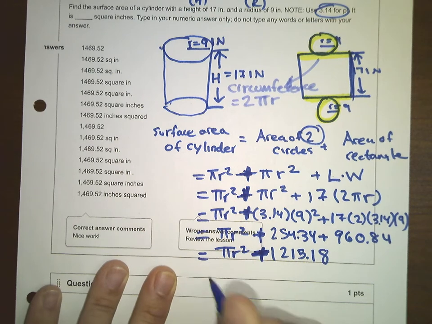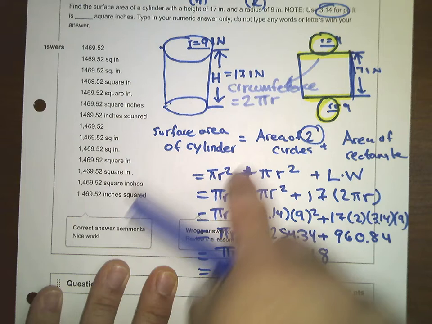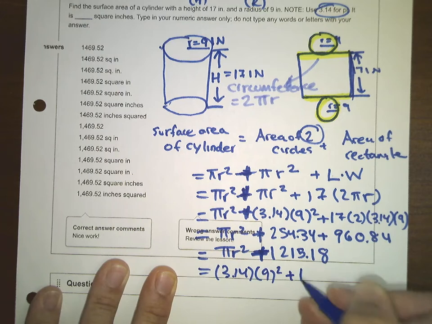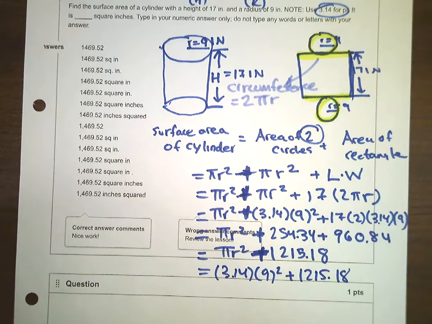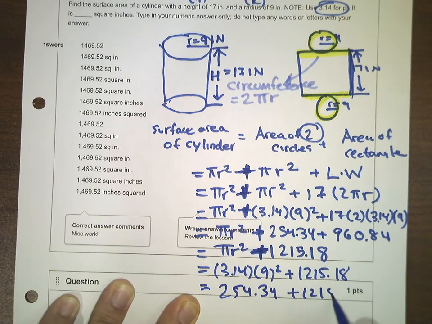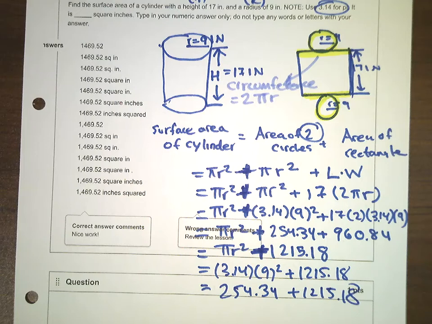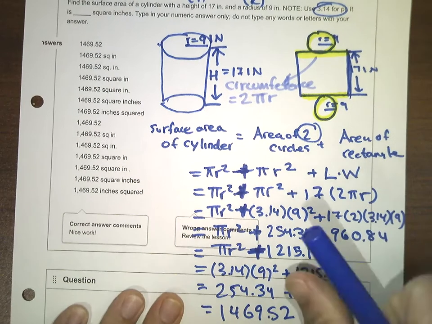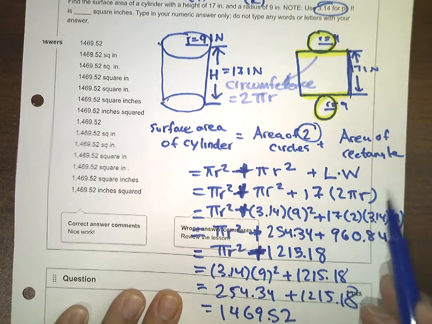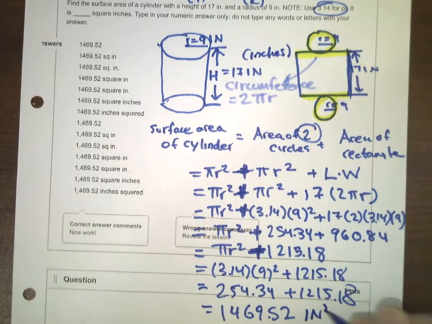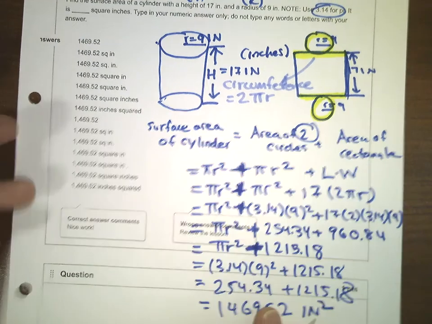So if we add on that circle twice, the top and the bottom, all right, so 3.14 times 9 squared plus 1215.18. So that will be another 254.34 plus 1215.18. So if I add that on here, I have a grand total of 1469.52. And the original units were in IN, which means inches, all right? And so since this is the area, it's just inches squared. If it were volume, it would be inches cubed, all right?